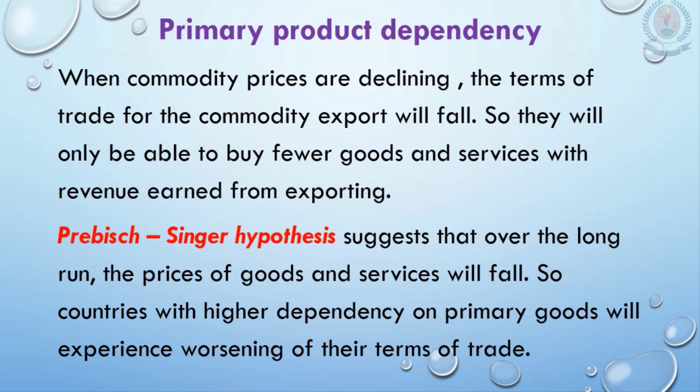That means now when the price of tea in the global market is falling, we are getting less export income. So the quantity of products that we can buy from what we earn is limited. The Prebisch-Singer hypothesis suggests that over the long run, the prices of primary goods will fall. So countries with higher dependency on primary goods will experience a worsening of their terms of trade.